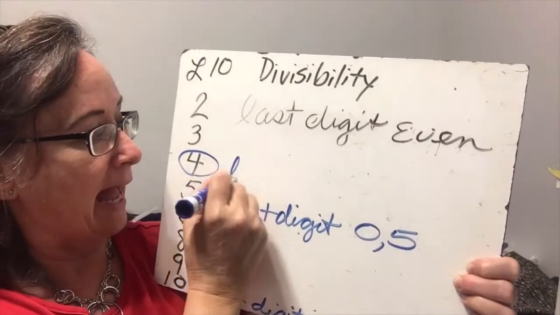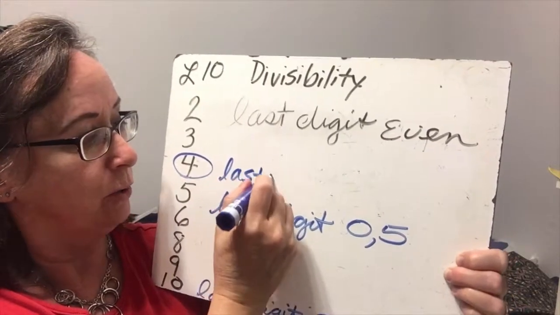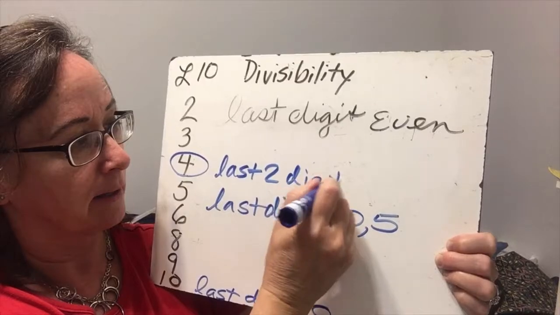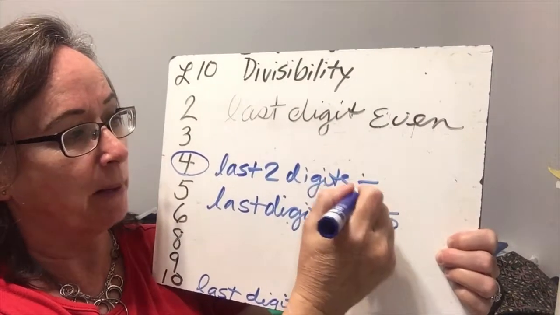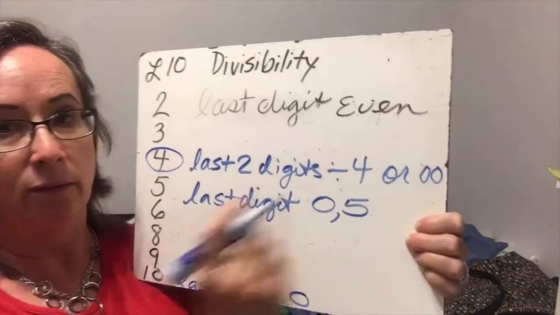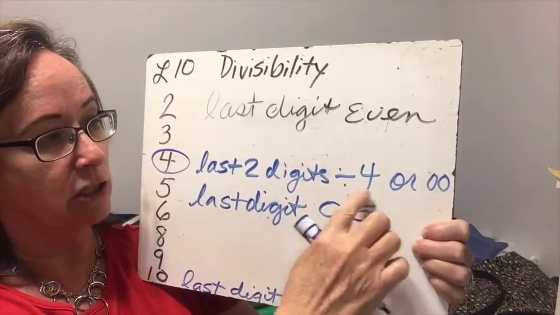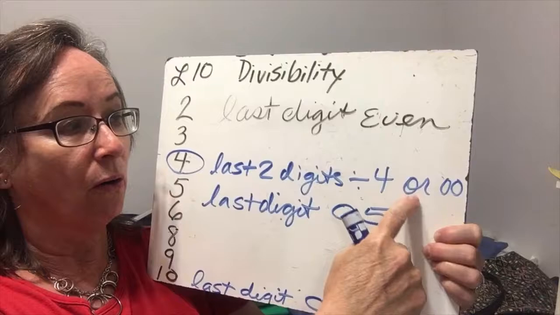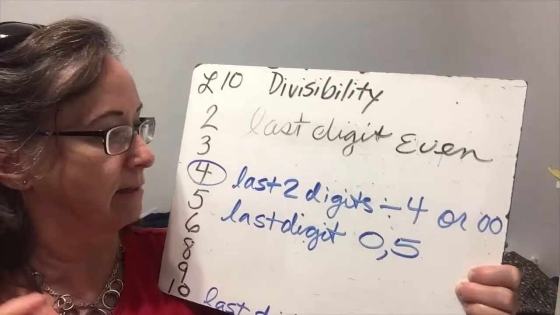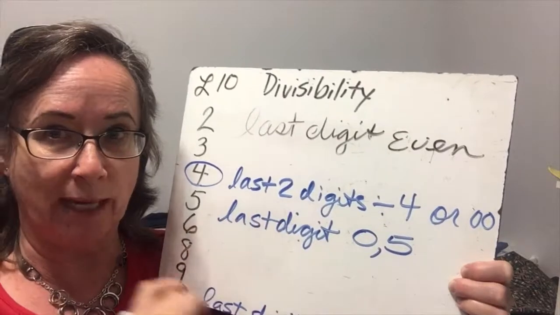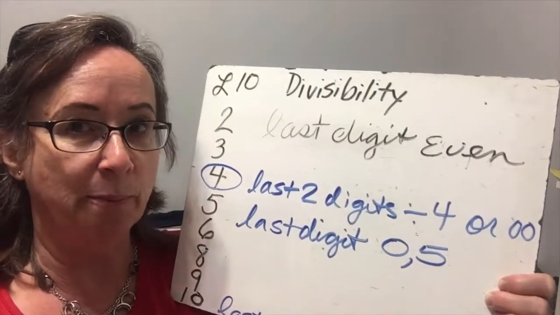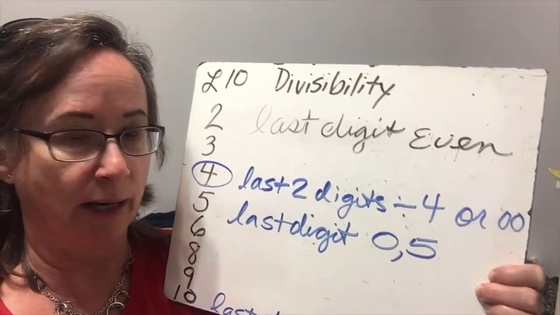Okay, if the last 2 digits are divisible by 4 or 0, 0, then the whole number, no matter how big it is, is divisible by 4. So we're going to practice that one in a little bit. Now, let's jump over to 8, and you're going to see why I do this.